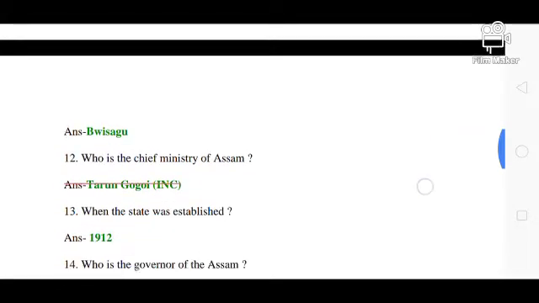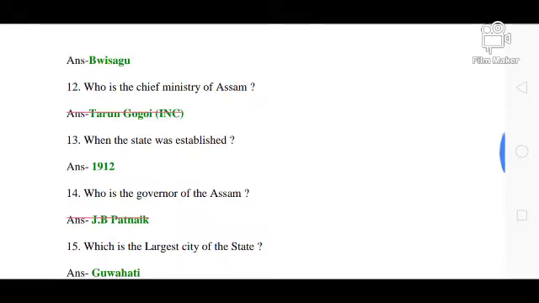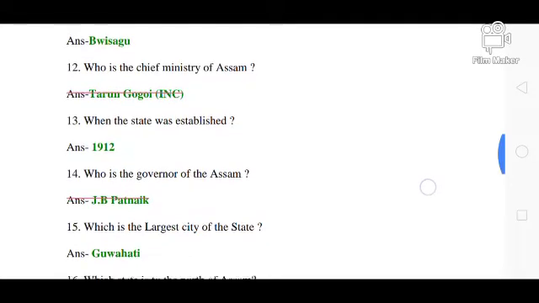The correct answer is Baisagu. Who is the chief minister of Assam? Who is the present chief minister of Assam?